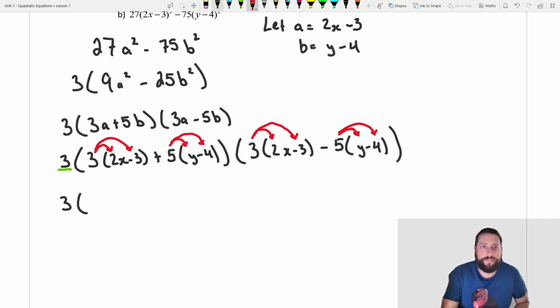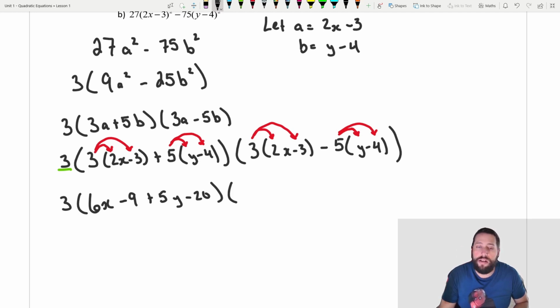All right, let's do this. So 3 times 2 gives us 6x. 3 times negative 3 is negative 9, plus 5y minus 20. That's your first one. Second one is, again, 6x minus 9, and then it's going to be minus 5y. And this time it'll be plus 20.